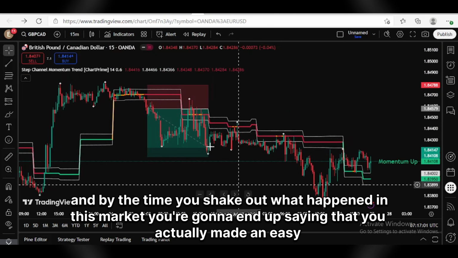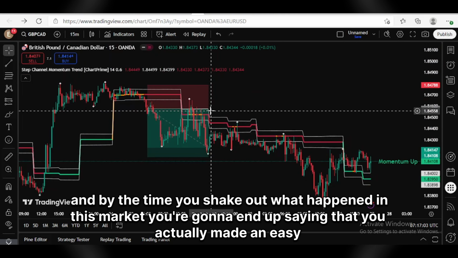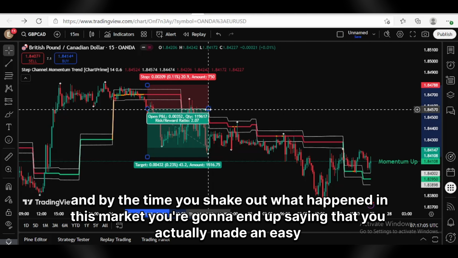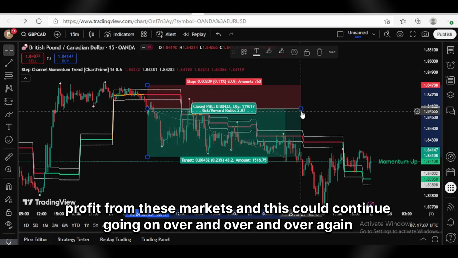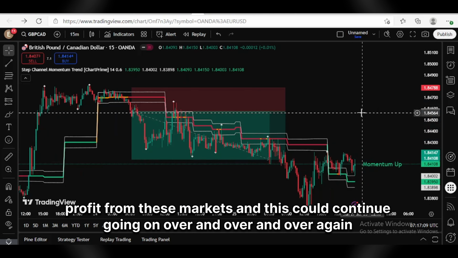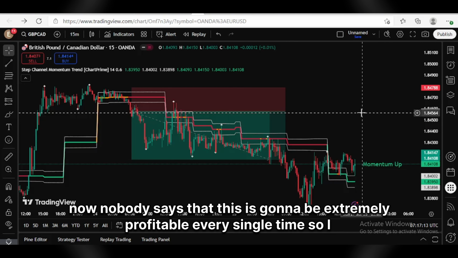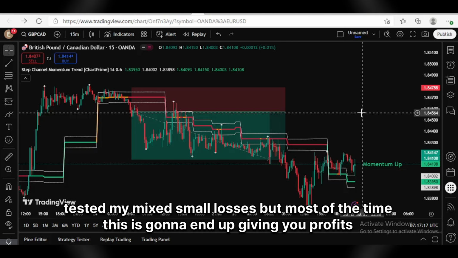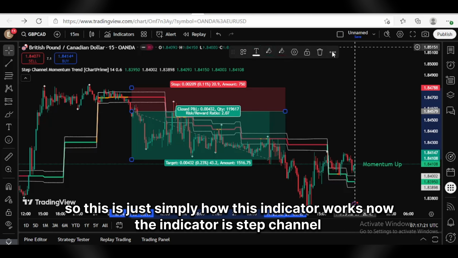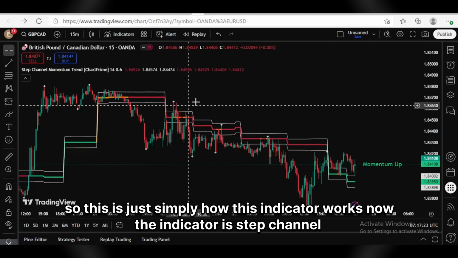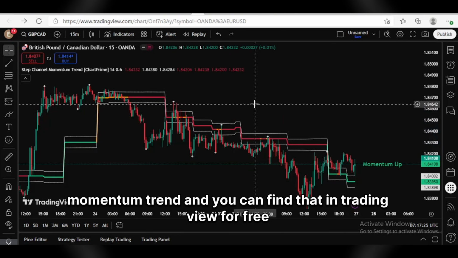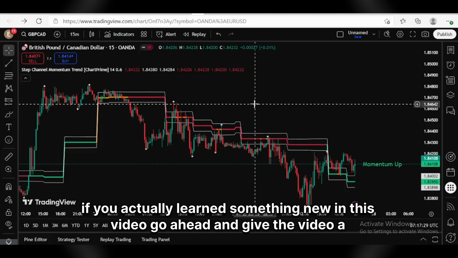By the time you check out what happened in this market, you're going to see that you actually made an easy profit, and this could continue over and over again. Now, nobody says this is going to be extremely profitable every single time. Sometimes you may make small losses, but most of the time this is going to end up giving you profits. So this is simply how this indicator works. The name of the indicator is Step Channel Momentum Trend, and you can find it on TradingView for free.